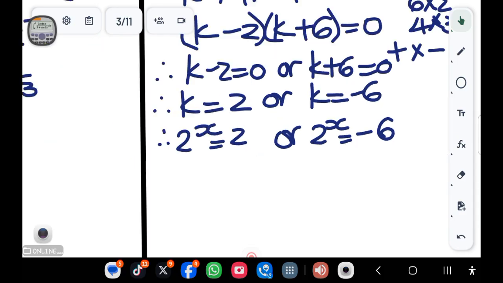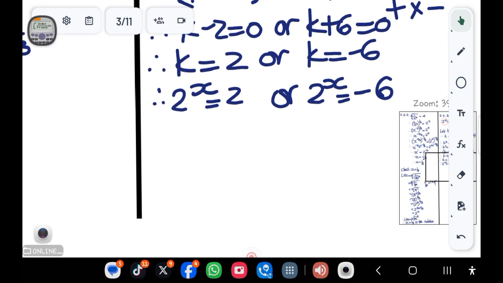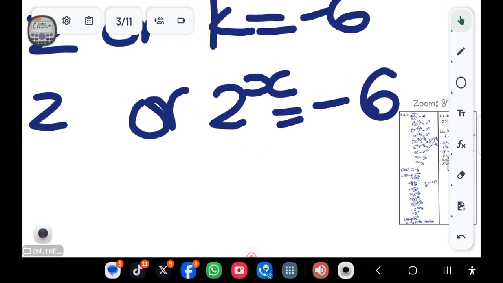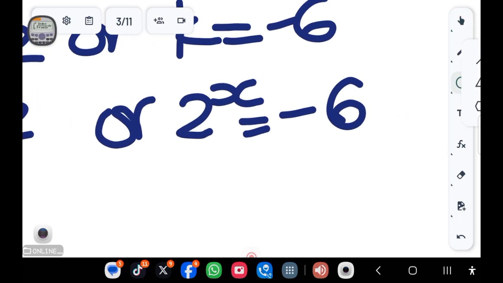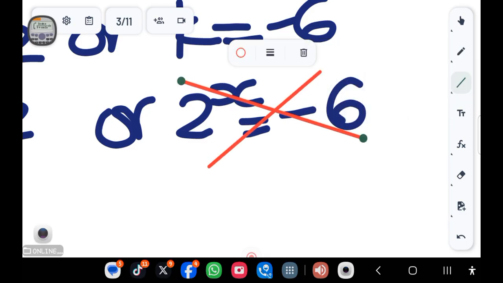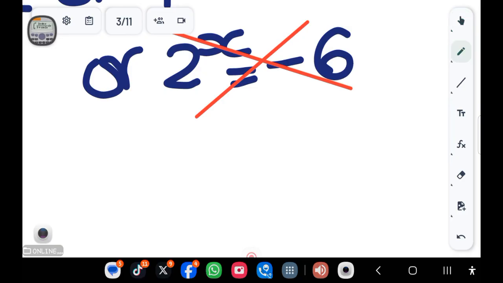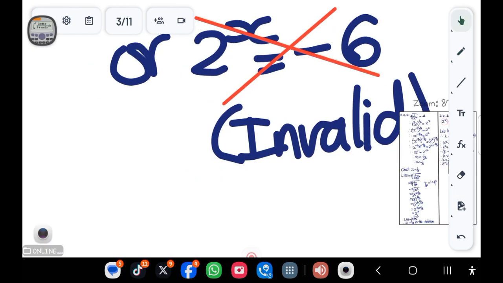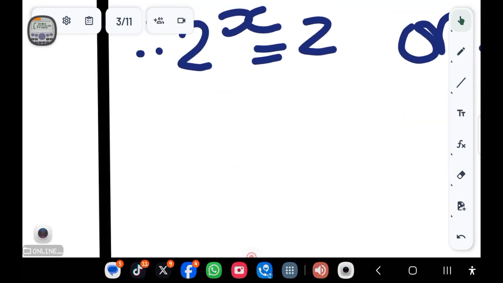There is no x whatsoever you can find that will give you a negative number from 2 to the power of x. So this one becomes an invalid number. This one is invalid. There is no way you can get a negative number from this. Okay, therefore, you go on with this one.